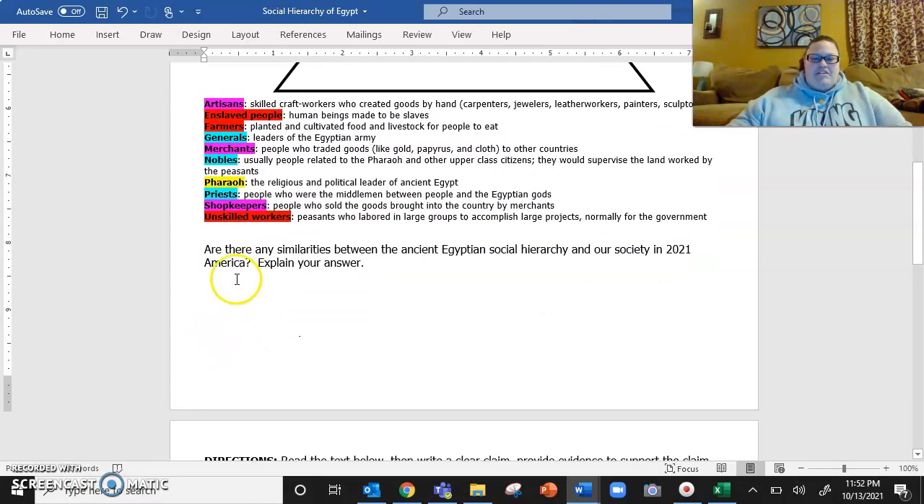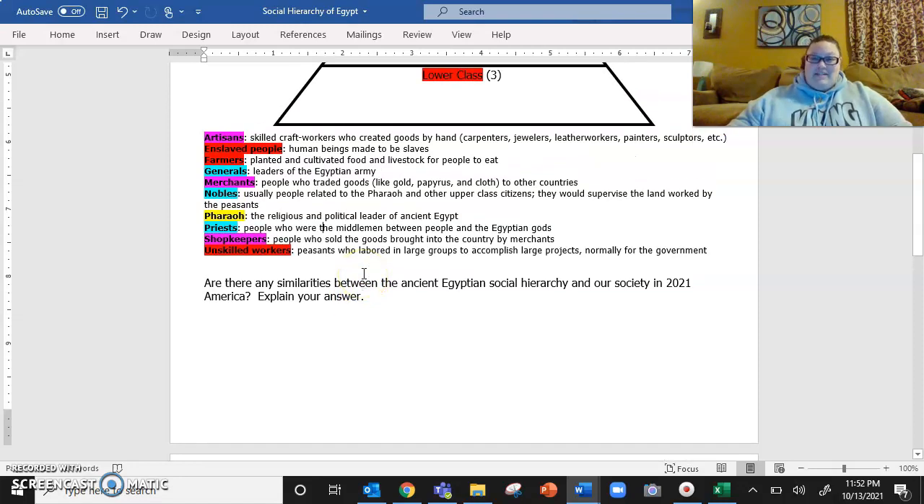Now we have the question, are there any similarities between the ancient Egyptian social hierarchy and our society in 2021 America? And then explain your answer. Friends, I'm going to tell you right now, yes, there are similarities. Tell me at least 2. And remember, you are in middle school, so as always, you are answering in complete sentences. Thank you.